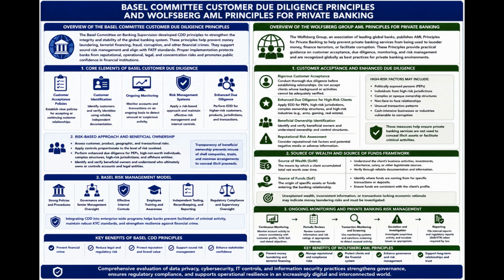Core elements of Basel Customer Due Diligence. The Basel Committee's CDD framework is built upon several core elements designed to ensure transparency and accountability. These include customer acceptance policies, customer identification procedures, ongoing monitoring of accounts and transactions, risk management systems, and enhanced due diligence for higher-risk relationships. Financial institutions must understand who their customers are, verify identities using reliable documentation, and determine beneficial ownership where applicable. Banks should also understand the nature and purpose of customer relationships to establish expected account behavior.